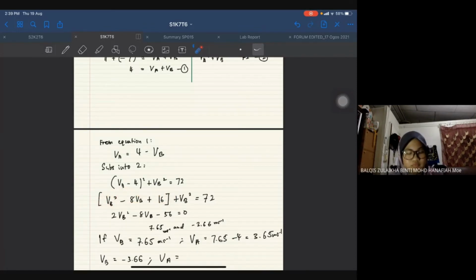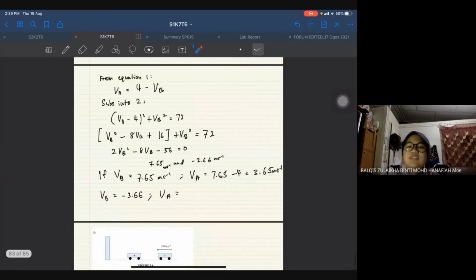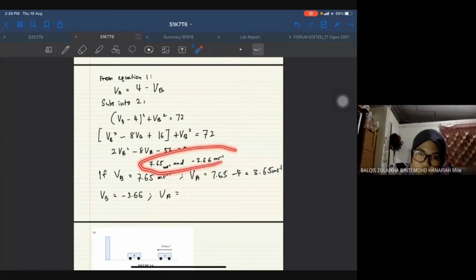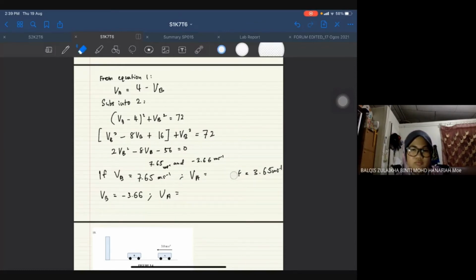VB square 16. Okay, still the same. Luckily, still the same. Cuma beza dia dekat sini saya rasa. So this one still 2V, this one still correct. Cuma this one will be 16 minus 72. Sama juga kan? Cuma VA kat bawah ni je. Okay. So this one dekat sini, no wonder lah separate. So this one, you will get 4 minus VB, which is 7.65. You will get negative 3.65.